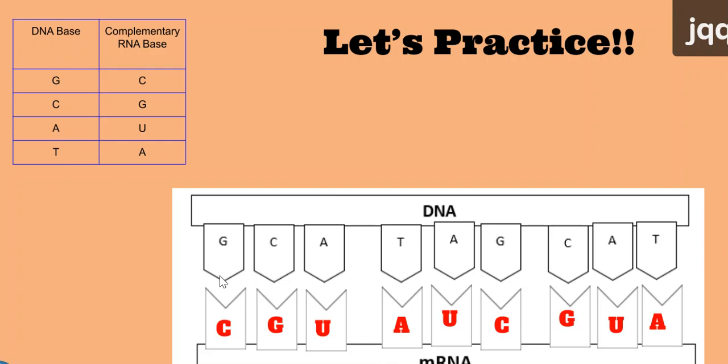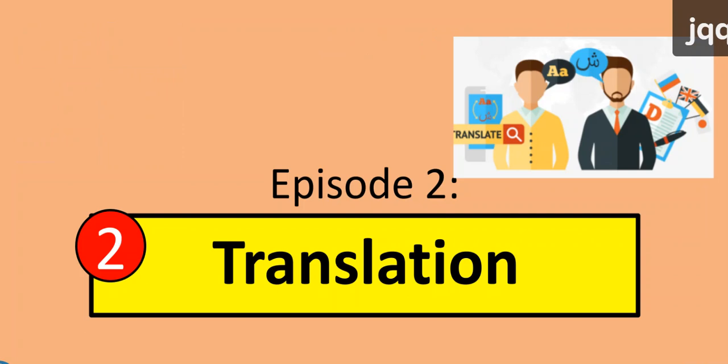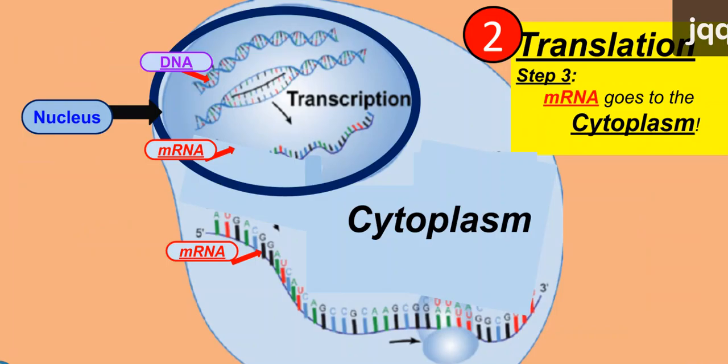Now that you've transcribed your message onto mRNA, it's time to start the next step in the process of making protein. This next step is called translation. Now that you have this message, it's in a bunch of random letters. We need to translate it into something it can understand.